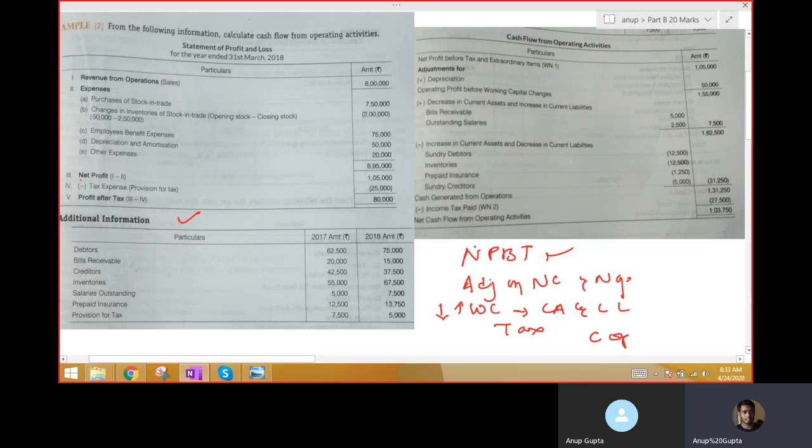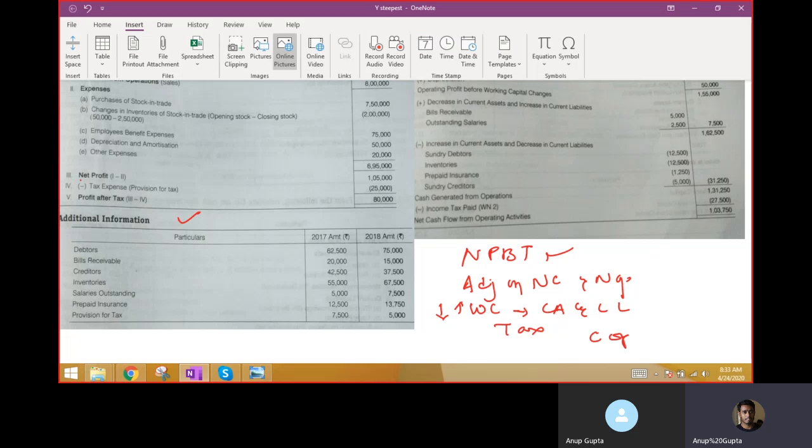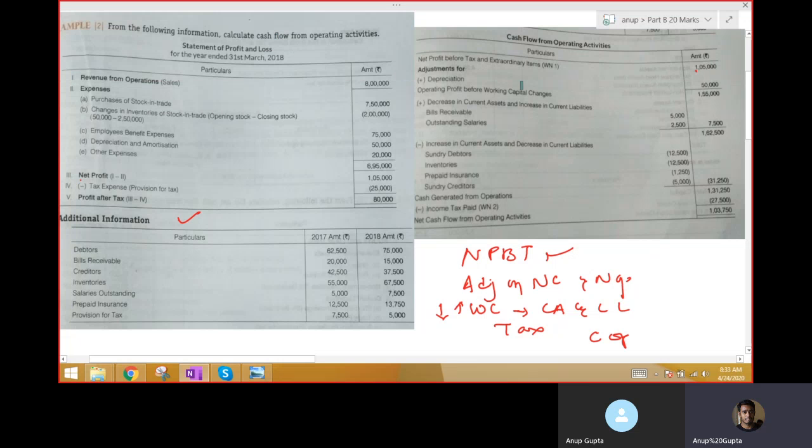So NPBT is directly given, so we will directly put net profit before tax here. How much? 1,05,000. Then adjustment of non-cash and non-operating activity. What are the probable non-cash and non-operating items? Depreciation, amortization, interest paid, interest received, profit and loss on sale of asset. You see there is no sale of assets, so there is no profit and loss.